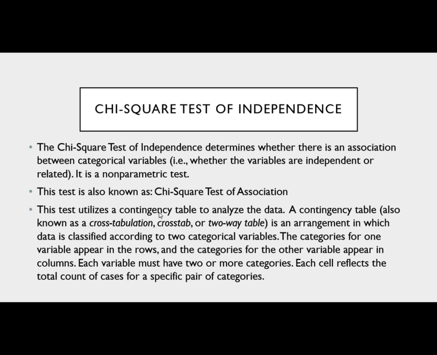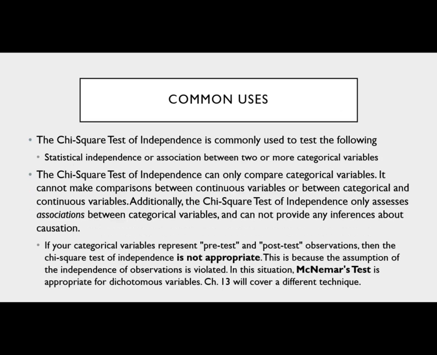This test utilizes a contingency table to analyze the data. A contingency table, also known as crosstabulation or a two-way table, is an arrangement in which data is classified according to two categorical variables. The categories for one variable appear in the rows, and the categories for the other variable appear in the columns. Each variable must have two or more categories. Each cell reflects the total count of cases for a specific pair of categories. It's easier to see than to say.